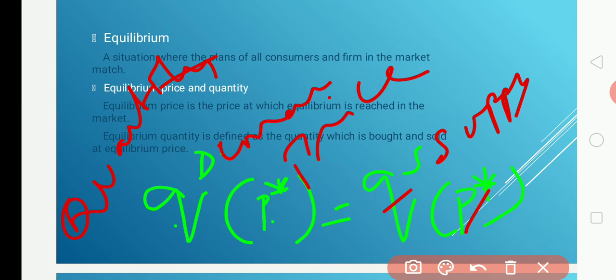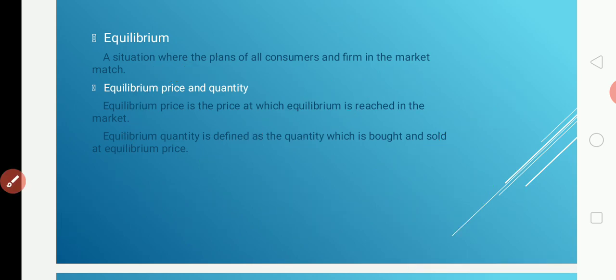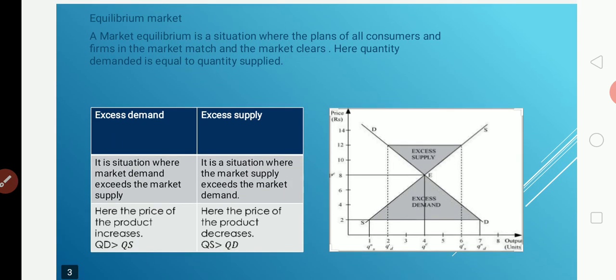Okay, so the quantity demanded, and quantity demanded at what price? Equilibrium price, when the consumer gets the maximum satisfaction, equals the quantity supplied. The price at which the seller offers goods for sale and gets the profit, when both are equal, we call it the equilibrium quantity and equilibrium price. Got it? Now we will move towards another concept called market equilibrium.